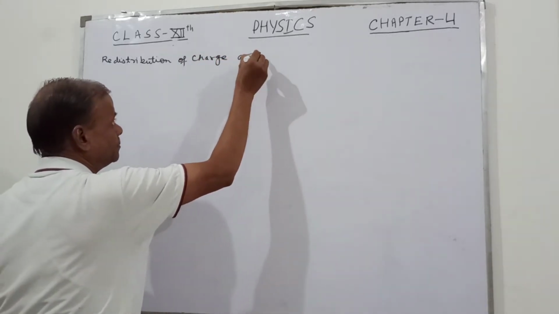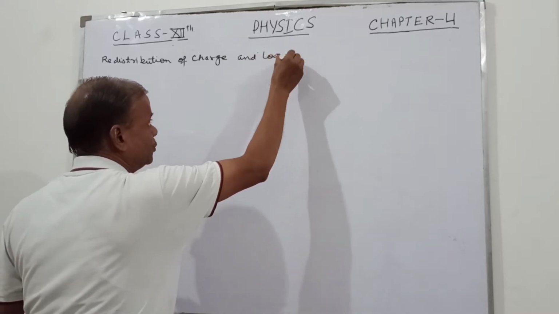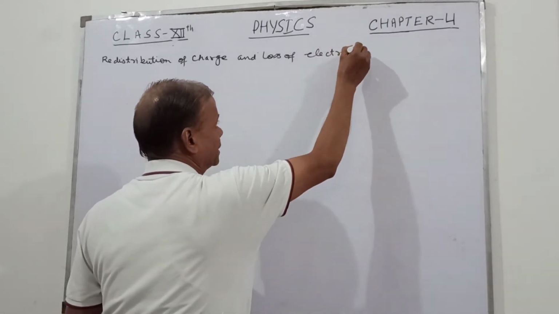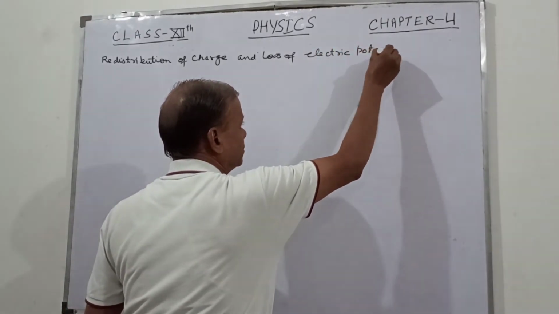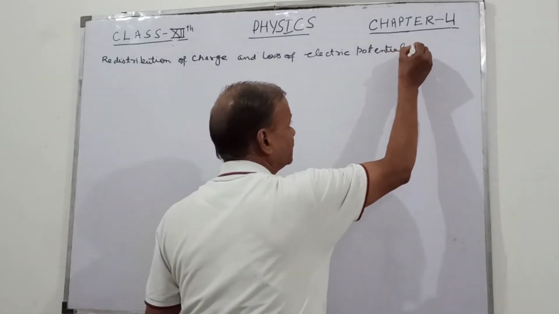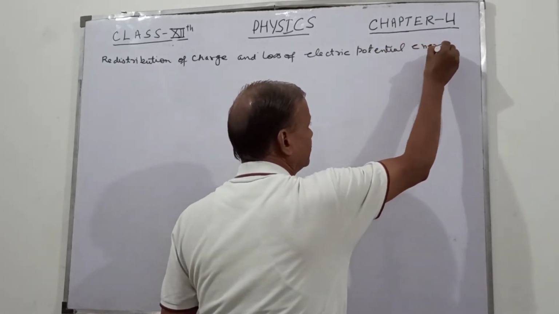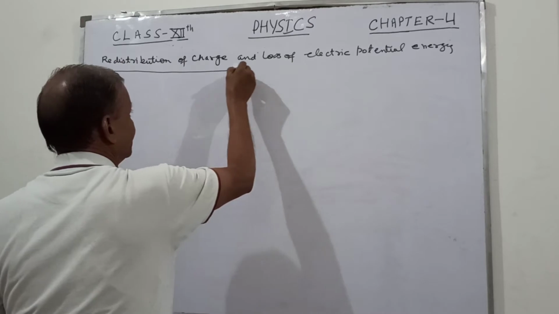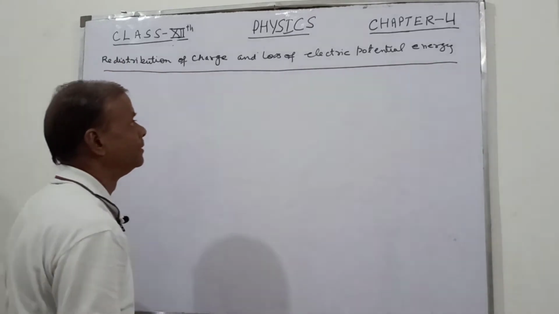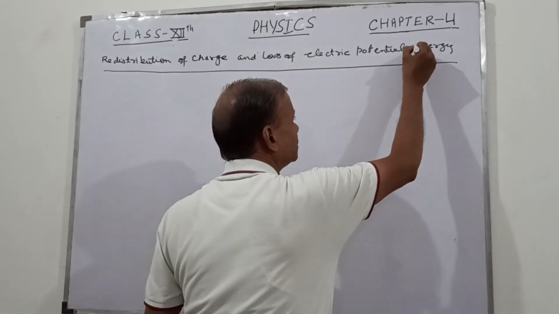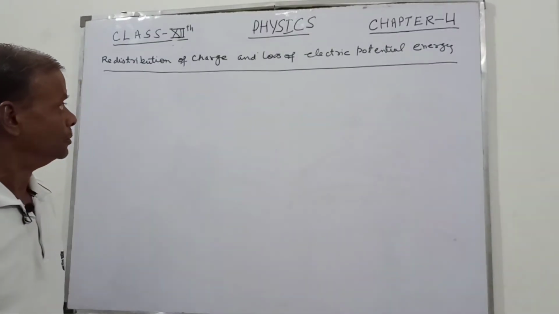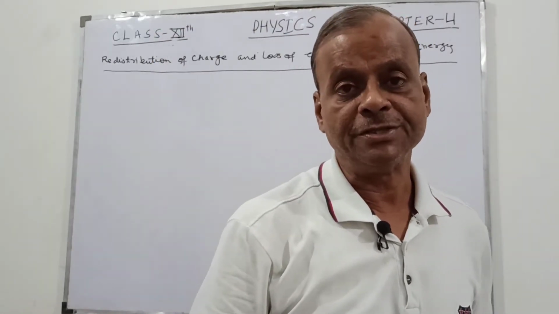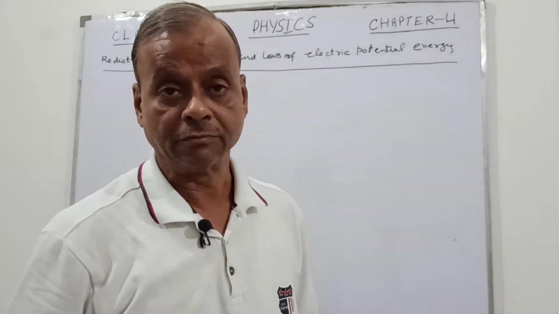Loss of electric potential. So redistribution will take place when the two charged conductors are joined by means of a conducting wire.